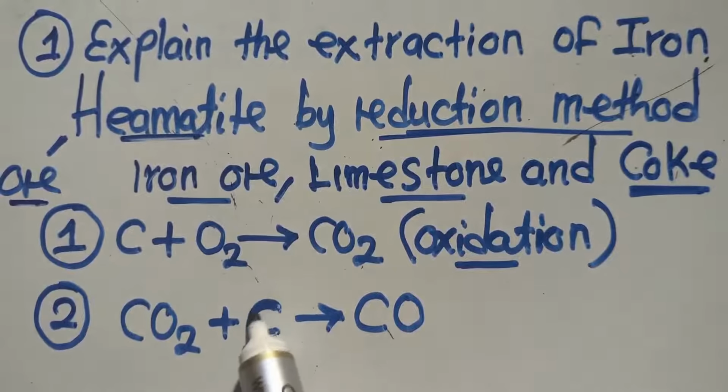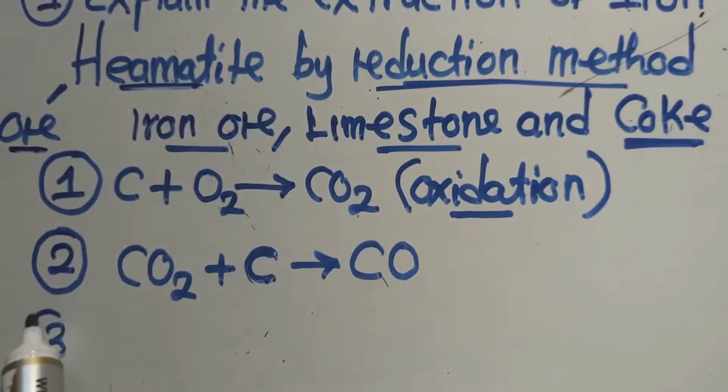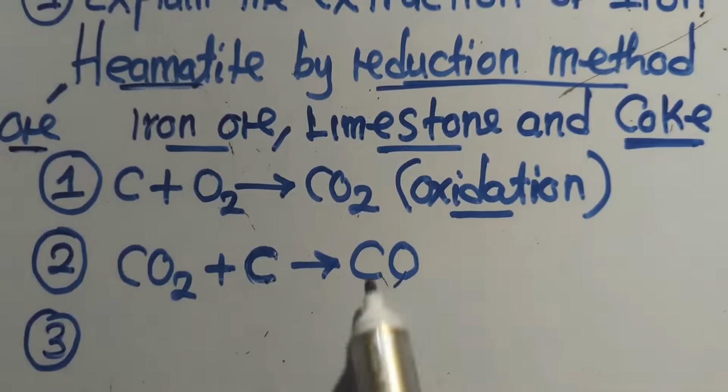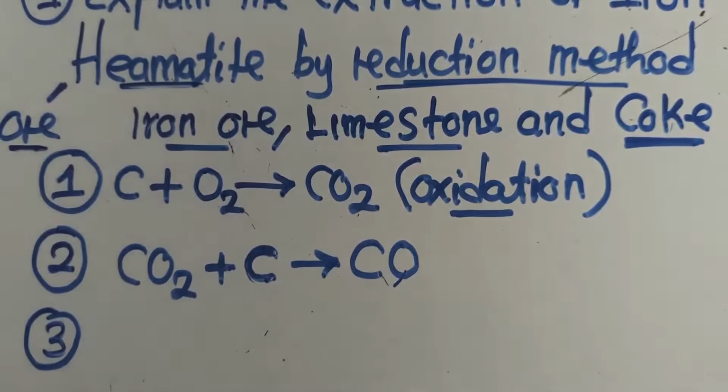Why is this one a reducing reagent? Because it is reducing carbon dioxide to carbon monoxide. Then after you explain this, the other reaction that you need to understand, so we are just building up from somewhere. The carbon monoxide that was produced here is going to react with the iron oxide to form a liquid iron and carbon dioxide. This is what you are going to understand.